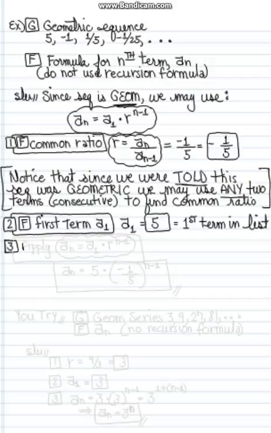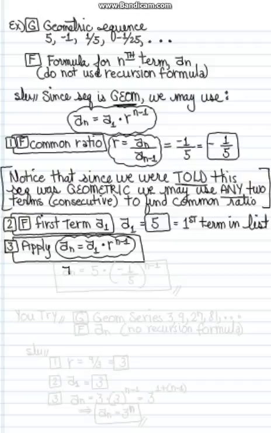So step 3, apply the formula. A sub n equals a sub 1, the first term, times the common ratio r raised to the n minus 1 power. So in this case, plugging our values in, a sub n equals the first term, 5, times the common ratio, -1/5, in parentheses, raised to the n minus 1 power. That's our formula for the nth term.